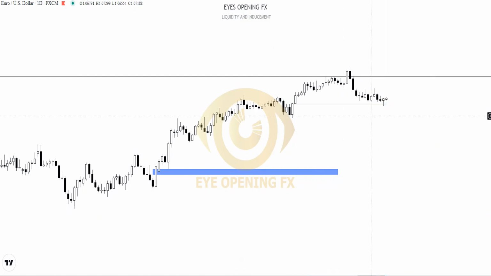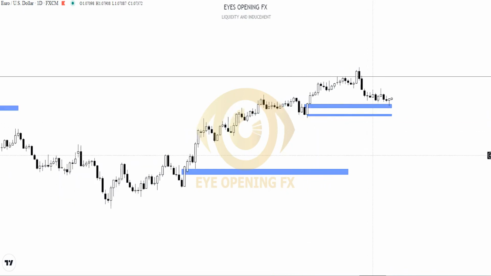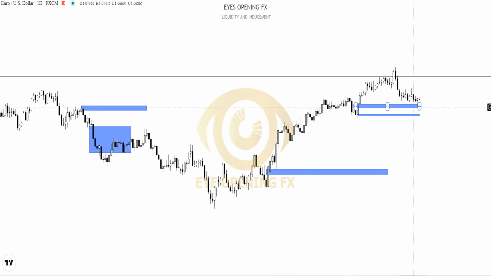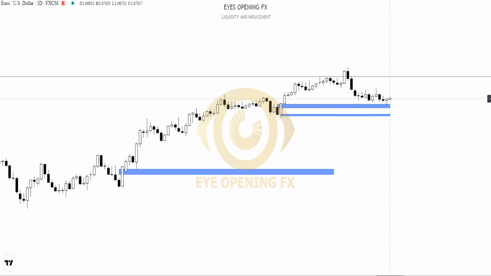After this, just below this liquidity, we have a POI at this area where the market can actually give us a buy, and we have another POI just right around this area. So these are the two POIs we had on EU at that very moment. We were expecting a buy on EU at that very moment.